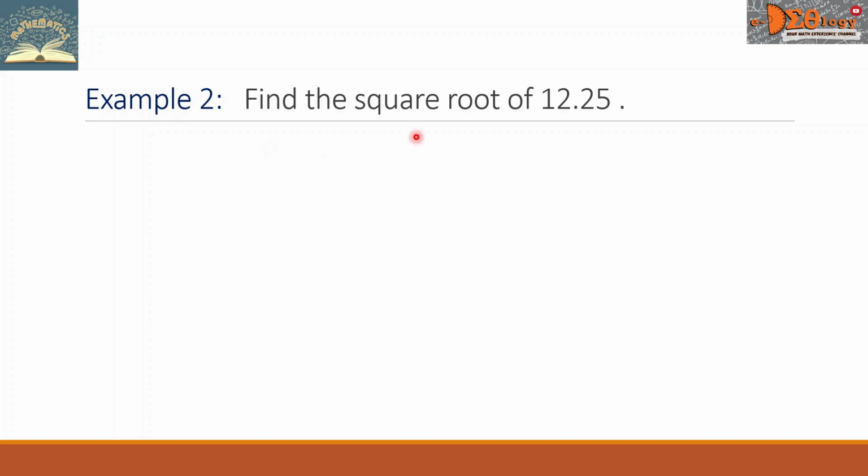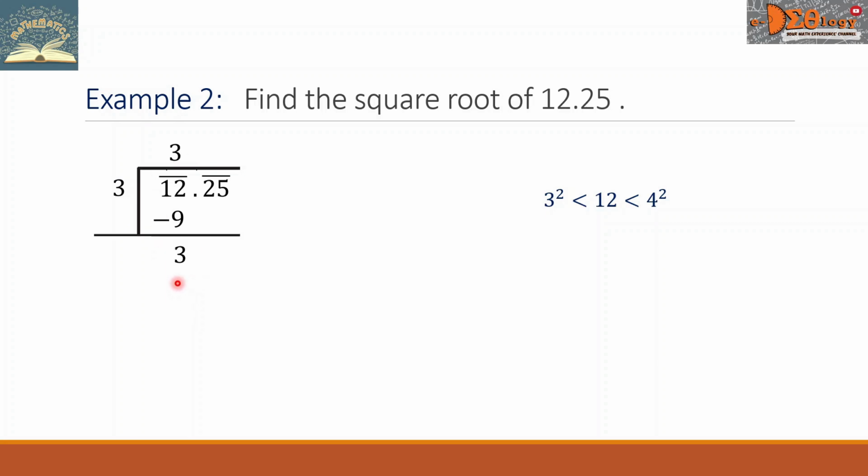Example 2. Find the square root of 12.25. We write the bars. So one bar for the number 12, another bar for 25. Then we show the division symbol. Let us take the square root of 12. We know that 12 is between 3 square and 4 square. So we consider the smaller value. So we write number 3 here and also here. 3 times 3 is 9. Then we take the difference and the answer is 3.